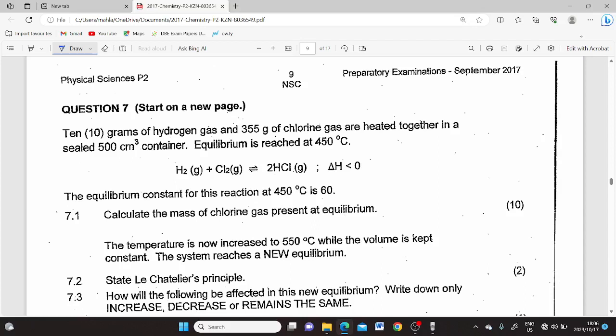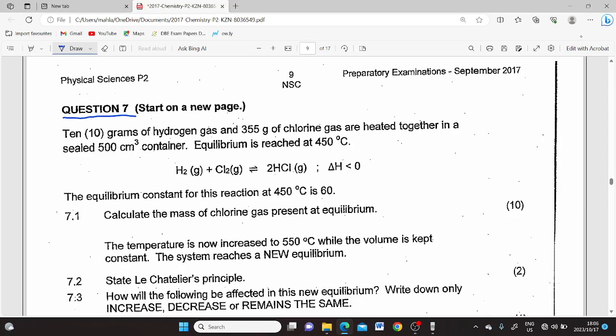Right, question number 7 of KZN September 2017. That is an equilibrium question. So question number 7, they say 10 grams.